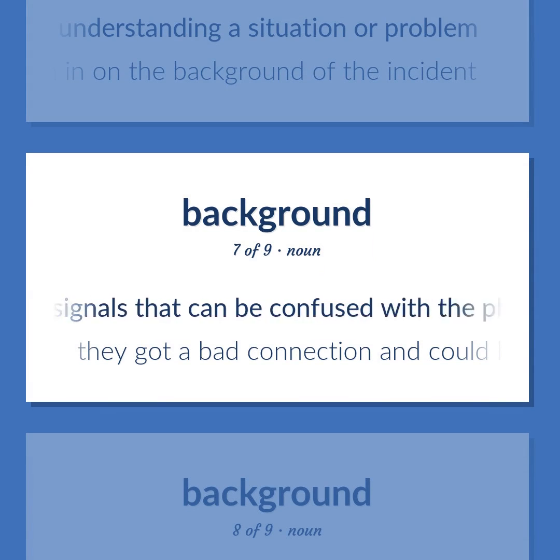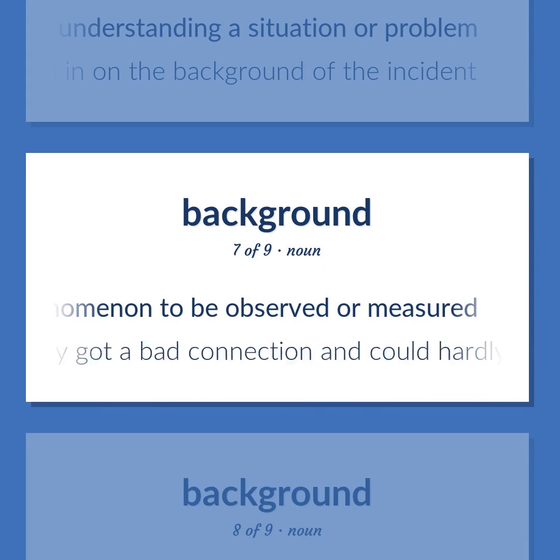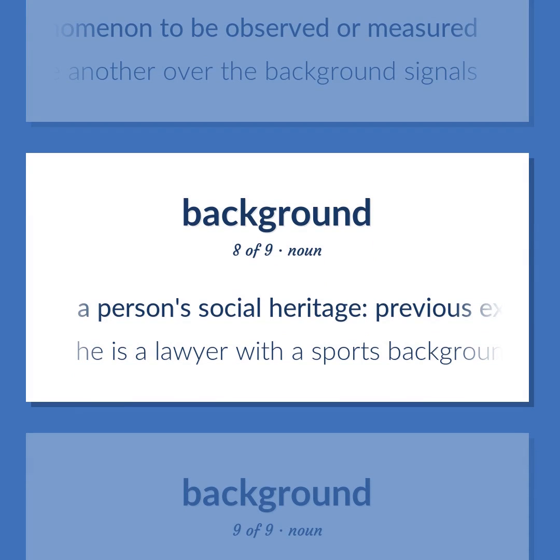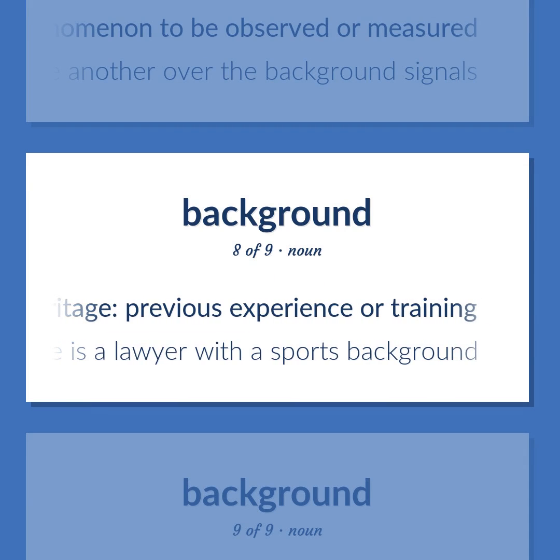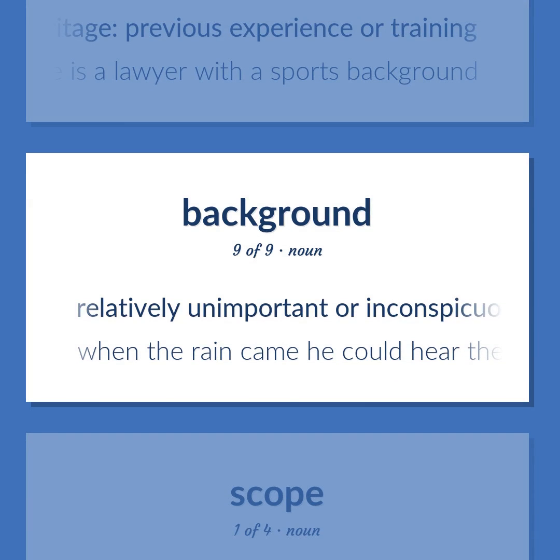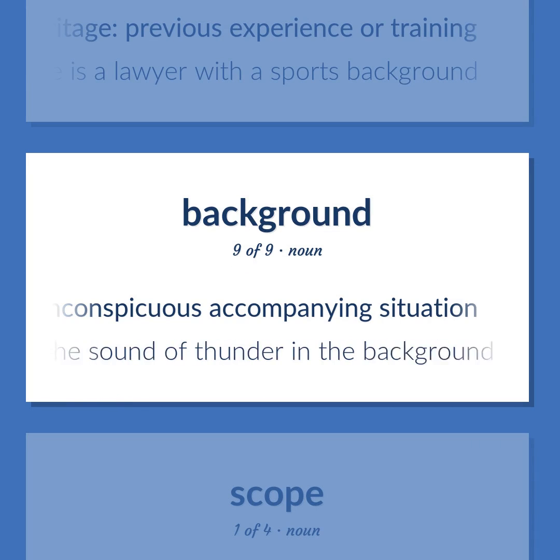Extraneous signals that can be confused with the phenomenon to be observed or measured. They got a bad connection and could hardly hear one another over the background signals. A person's social heritage, previous experience or training. He is a lawyer with a sports background. Relatively unimportant or inconspicuous accompanying situation. When the rain came, he could hear the sound of thunder in the background.